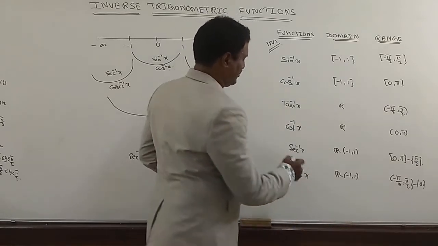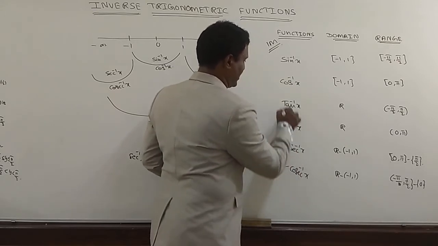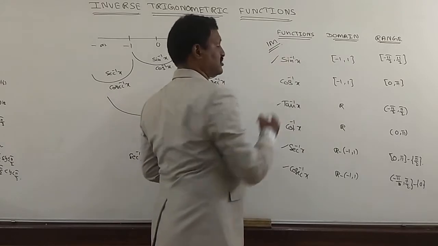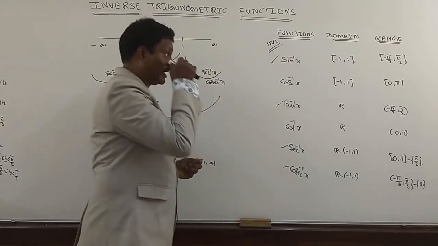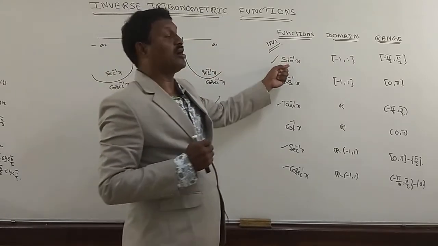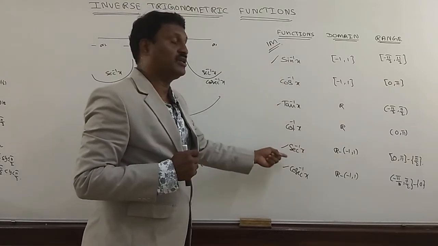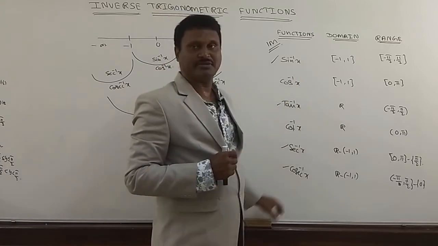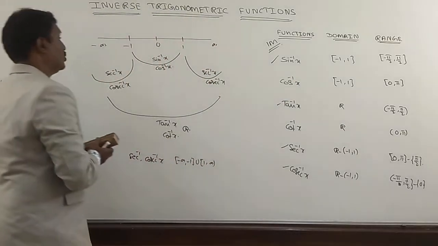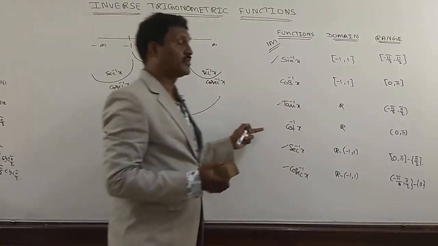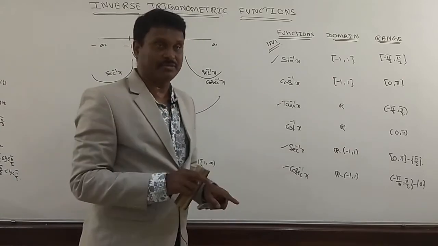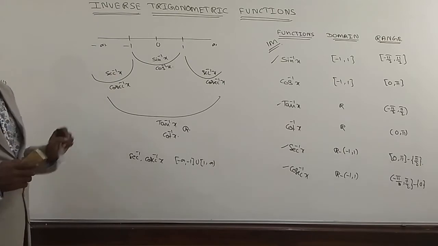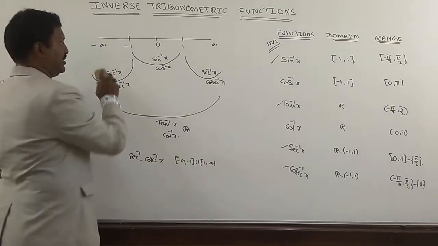Especially secant inverse x, cosecant inverse x and tan inverse x they have asked many times, even sin inverse x also, for 1 mark in the board examination. Write the range of sin inverse x, write the range of secant inverse x. Like that. So you have to remember this table. Next, using this table and the trigonometric table, we have to solve the first exercise.